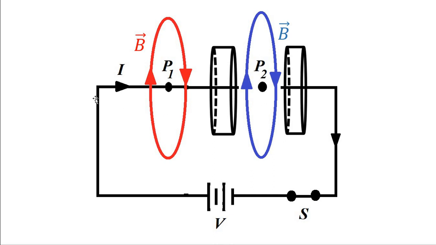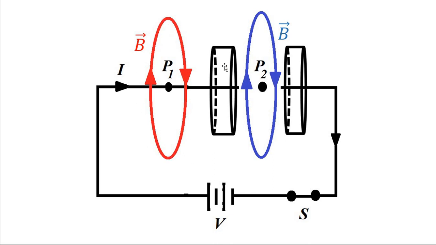Now, suppose we consider two points, P1 and P2. P1 lies on the loop before the capacitor, on the current carrying wire or conductor, and P2 lies in the free space between the two capacitor plates. The choice of the location of these two points is very important. P1 lies on the wire while P2 lies in the space between the two capacitor plates.